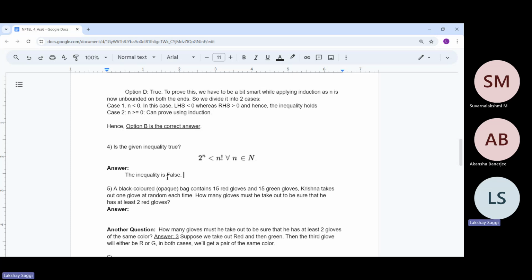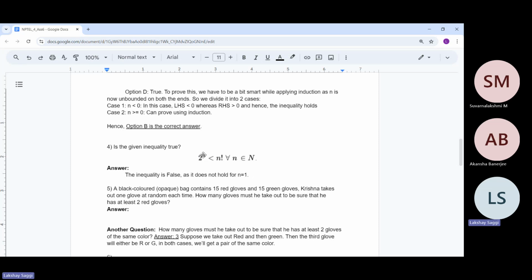And it is false. Why is this false? As it does not hold for n equal to 1. For n equal to 1, the left side is 2, whereas the right side is 1. So this inequality is false. But once again, we know that for this question the correct answer is false, but let's delve deeper into this. When we put n equal to 1, the left side was 2, the right side was 1, so the inequality was false.